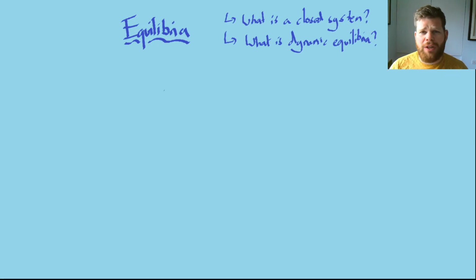What we're going to be looking at in this video in particular is where equilibria sort of arises and a little bit about reversible reactions. We're also going to talk about what a closed system is, what an open system is, and then what dynamic equilibrium actually is.